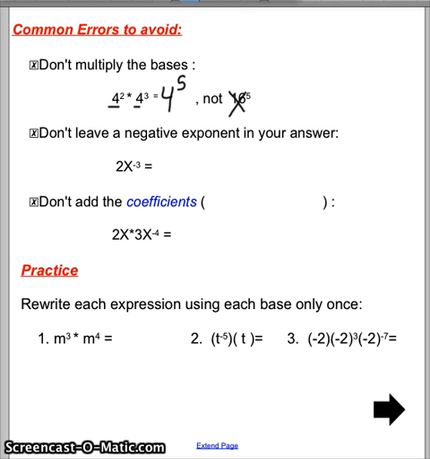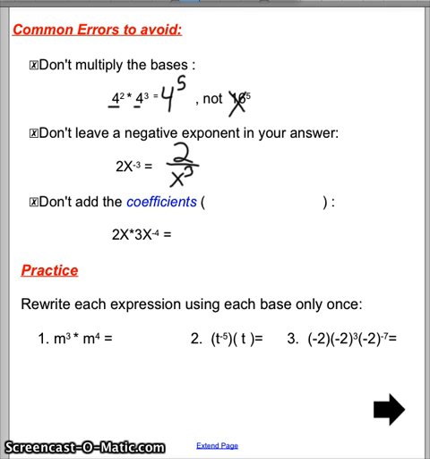Next thing, don't leave negative exponents in your answer, okay? So don't leave this 2x to the negative 3. That x to the negative 3, you have to move to the bottom, where it can have a positive exponent, an x to the 3 downstairs. That 2 does not have a negative exponent, so the 2 can stay where it is. But because the x has a negative 3 exponent, move it downstairs, move it to the denominator.